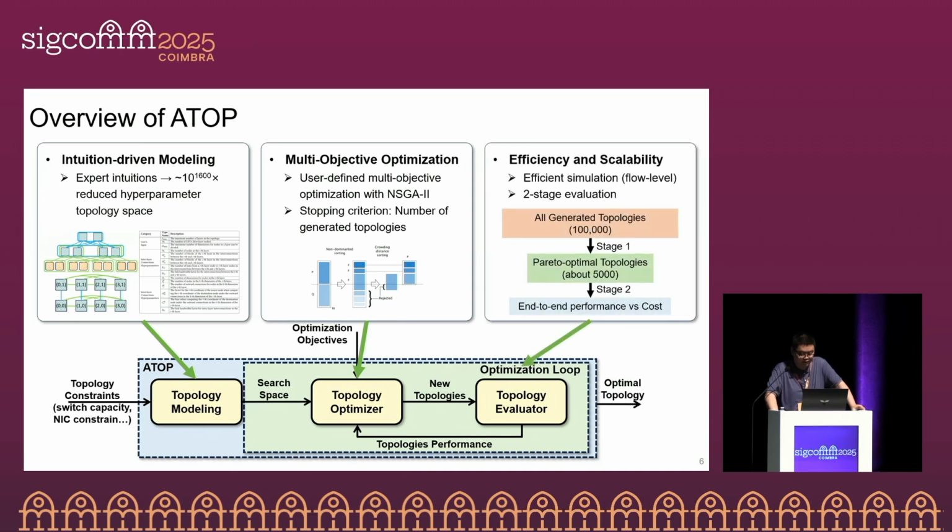And the third part is the topology evaluator. We efficiently evaluate topologies using a flow-level simulator, and we propose a two-stage evaluation method. In the first stage, we evaluate all generated topologies and their fragmented training workloads, which gives us about 5,000 Pareto-optimal topologies. And in the second stage, we use time-consuming end-to-end training simulation to evaluate the performance of these Pareto-optimal topologies.